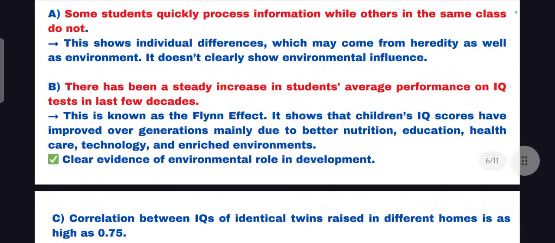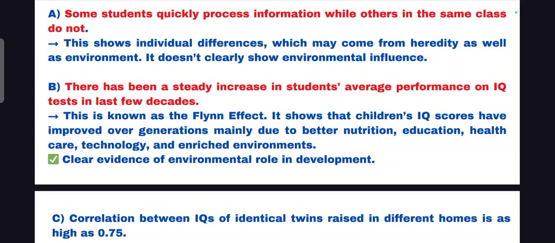Next option, this is our correct answer. There has been a steady increase in students' average performance on IQ tests in the last few decades. Why this answer? This is known as the Flynn effect. It shows that children's IQ scores have improved over generations. What are the reasons for this improvement in IQ scores?